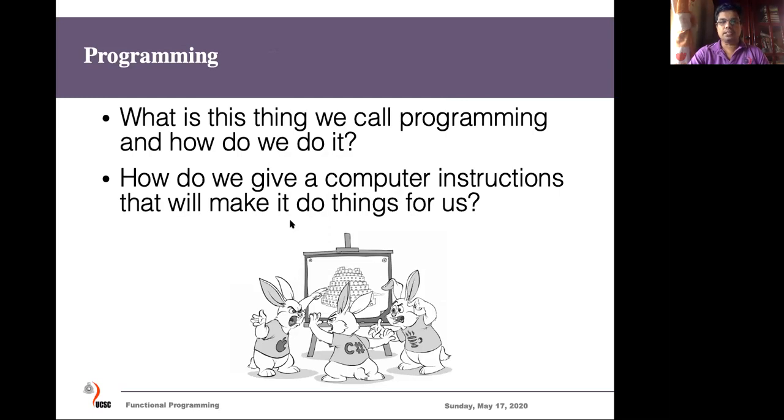Programming is giving instructions to the computer to perform some set of actions. We can give instructions in an abstract manner on top of the application layer, or we can give instructions in the lower layers. So programming is giving instructions to the computer to perform a meaningful action.